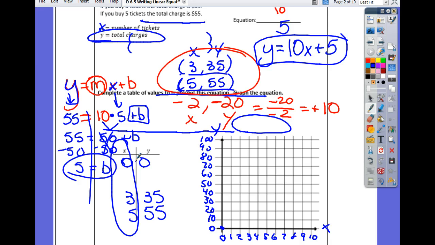3 and 35. 3 and 10, 20, 30. 35 is going to be about halfway in between here. And then we know 5 is 55. And here's 50, 55. Well, 7, 7. Is this going to go through the 0? Is it going to be a direct variation? Let's point this out on the graph. Let's see what happens.